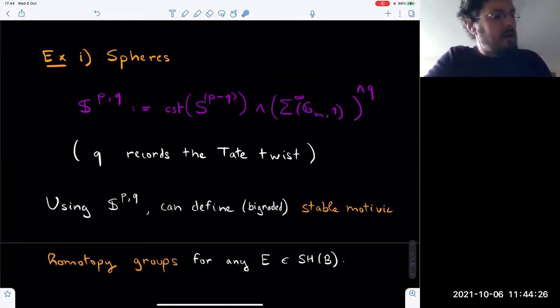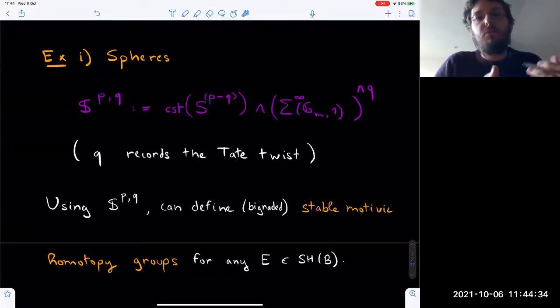And now using these spheres, you can define, for instance, homotopy groups in the same way that you would do in topology. So you can define bigraded stable motivic homotopy groups, and as in algebraic topology, computing these groups is both very difficult and one of the basic problems that you want to solve in this context.